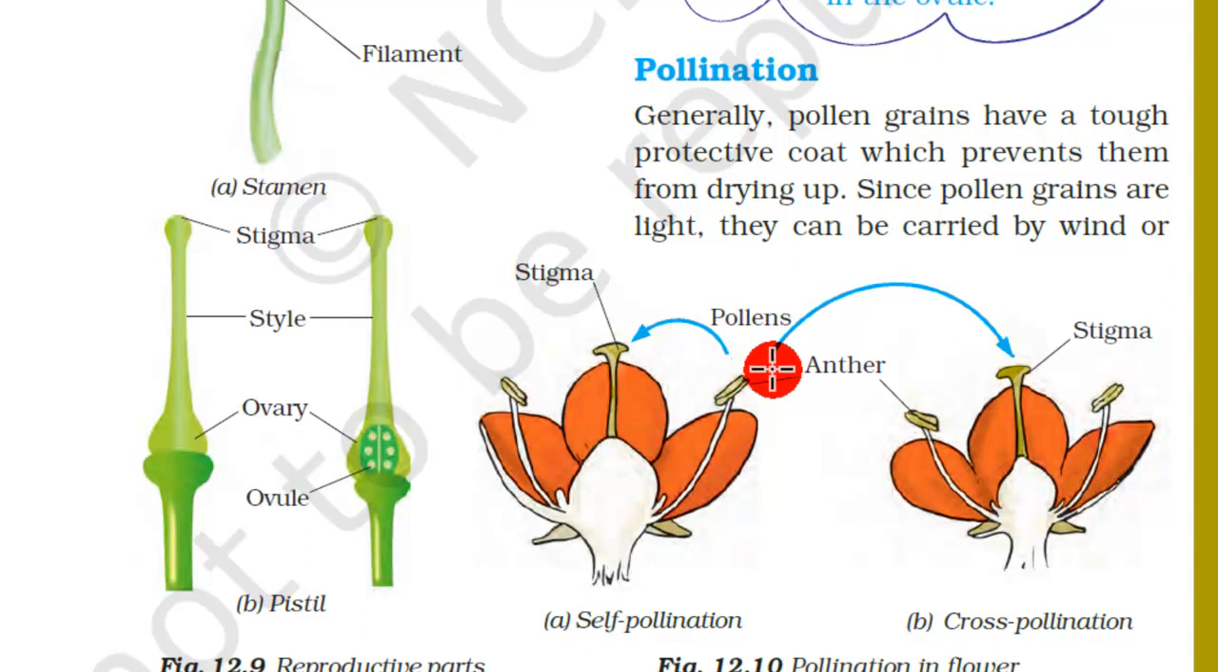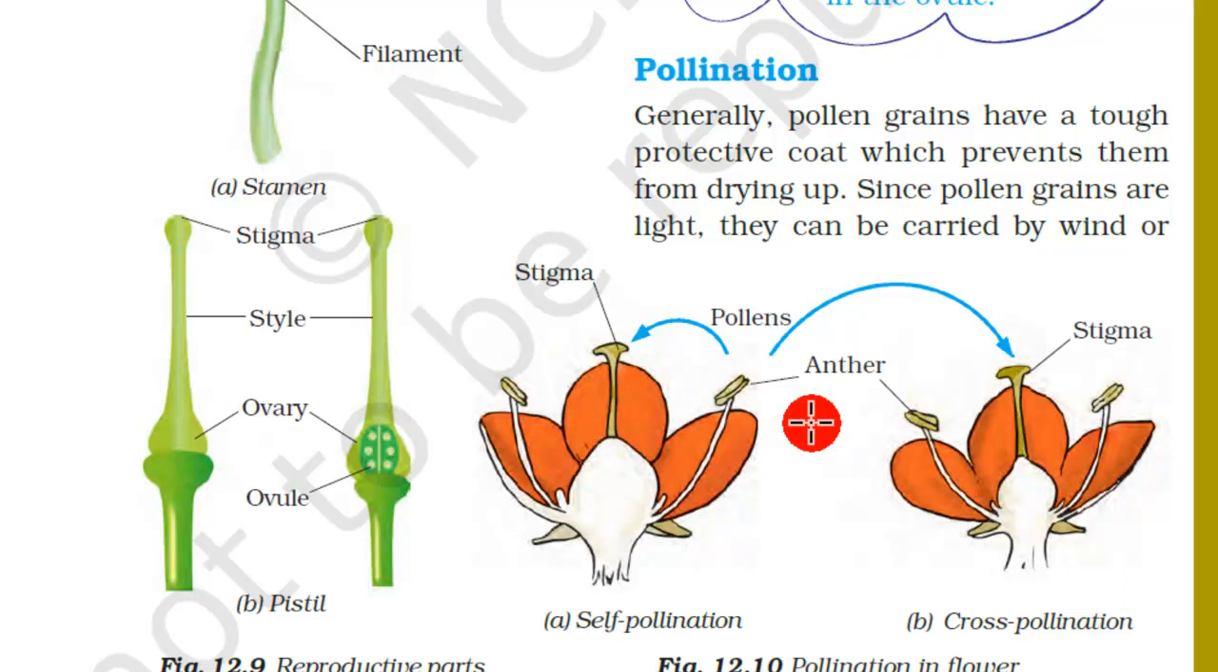Pollination is of two types: self-pollination and cross-pollination. In self-pollination, pollen grains are transferred from the anther to the stigma of the same flower. In cross-pollination, pollen grains are transferred from the anther of one flower to the stigma of another flower of the same kind. Pollination takes place in plants with the help of wind, water, and insects.